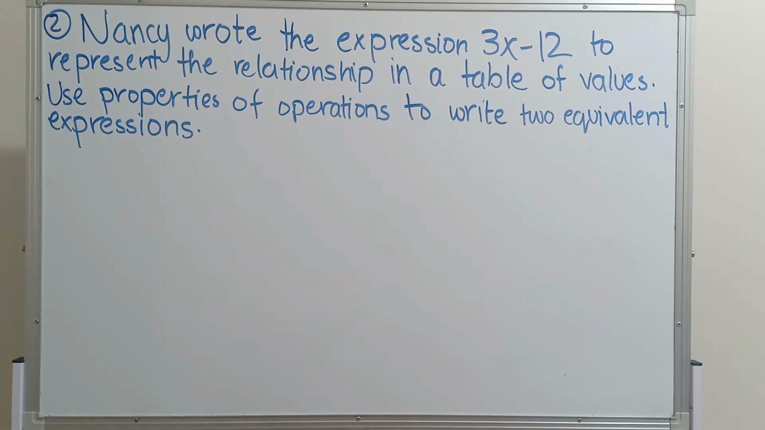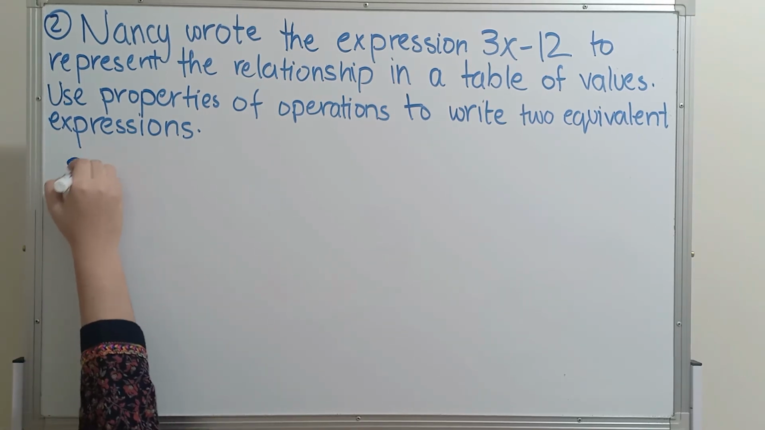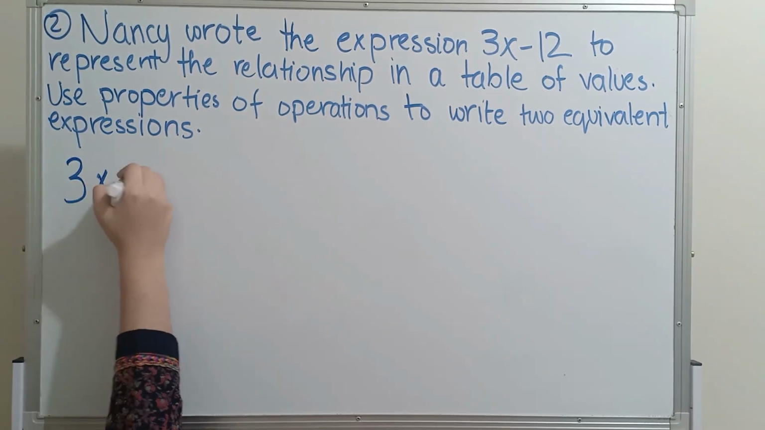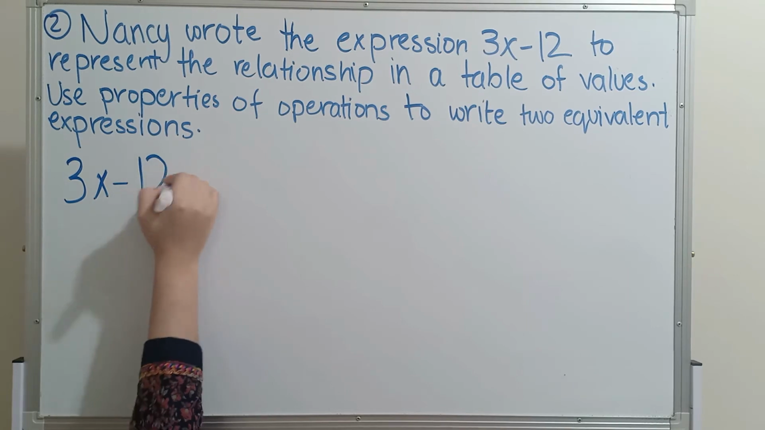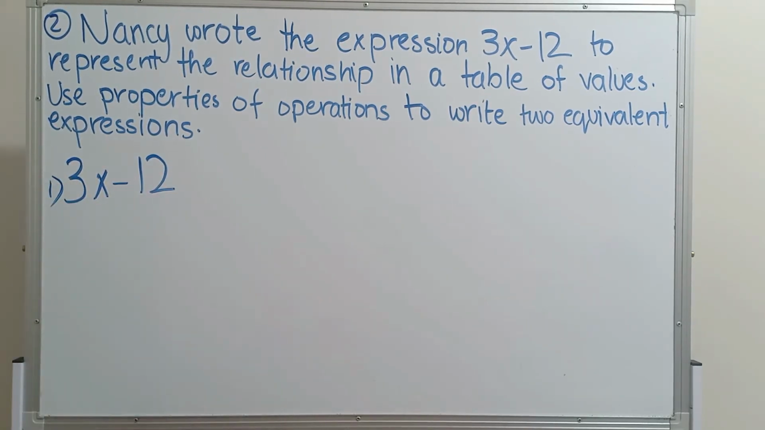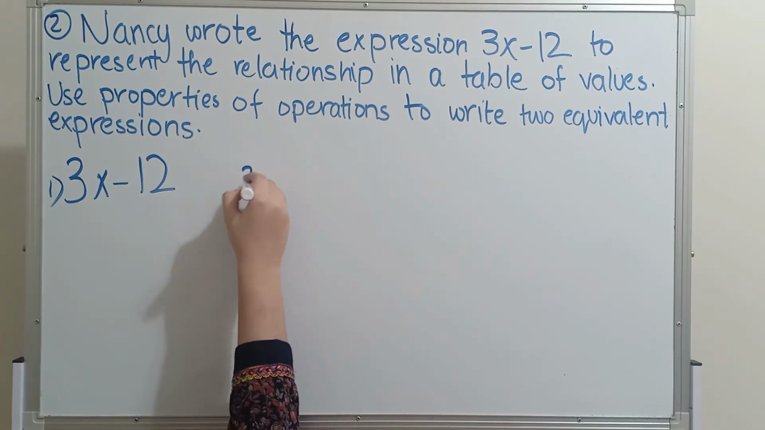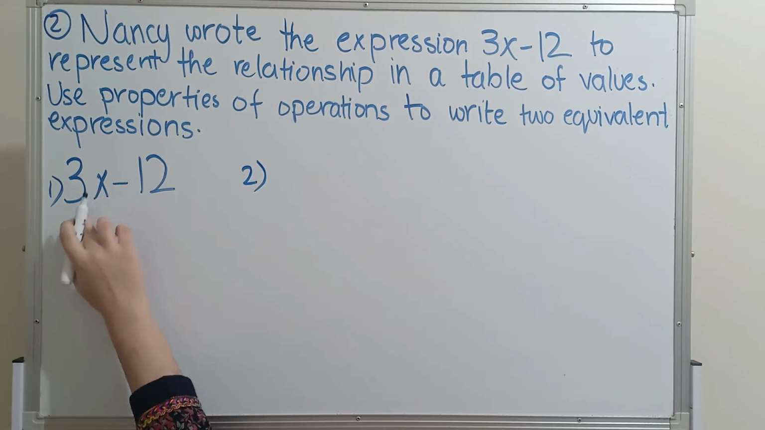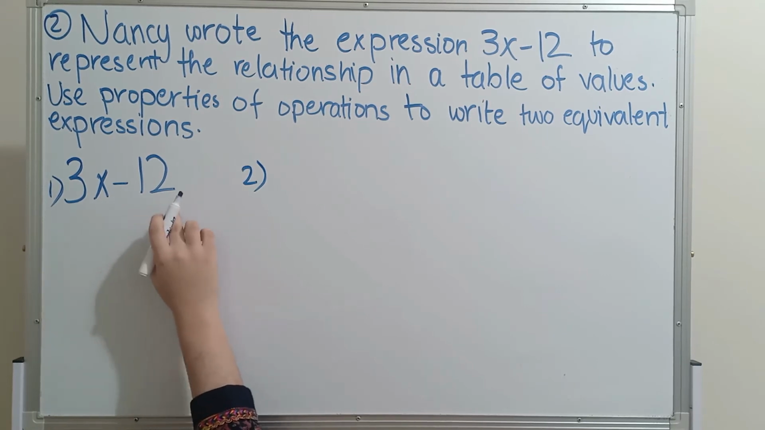So let's first write the expression that we are given. 3x subtract 12. So as we did last time, this is going to be our first expression. So we're going to make two expressions based on this. So let's see what we can do. We can distribute this to make a new expression, which is equivalent, just like we did last time. So we have 3x subtract 12.